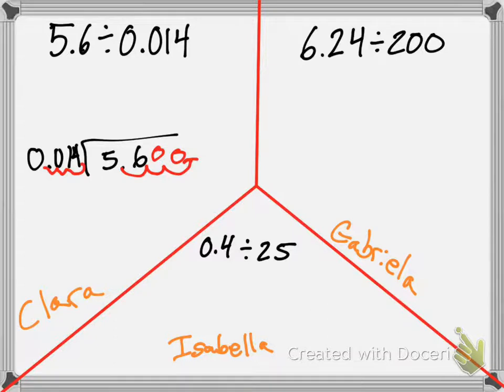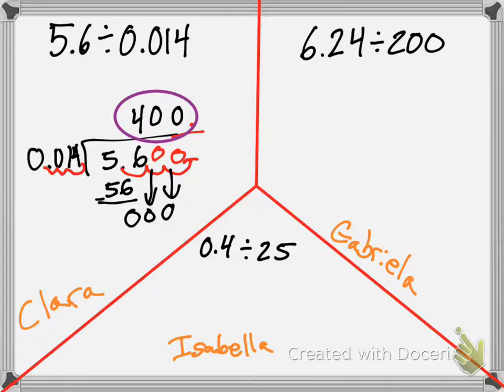14 does not go into 5. How many times does it go into 56, though? 4 times. And what is that equal to? 14 times 4 is? 56. 0. So my answer is 4, right, Clara? So my total answer is 4 at the very end? No. Oh, no. What do I have to do? You have to bring down the 0. How many times does it go into 0? 0 times. Okay, I got to bring down another 0. How many times does it go into 0? 0 times. That's it. We're done. Yes, Clara. It is 400.